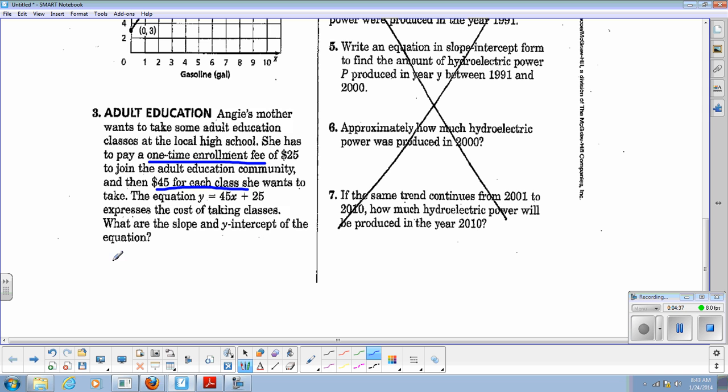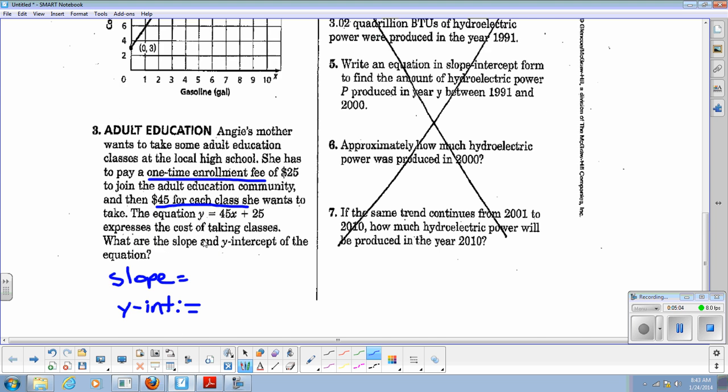So your answer here, you're just going to say slope equals, and then you want to tell me what the y-intercept is. And I won't tell you any further. I kind of gave you a hint as I was talking through there. So, slope, what are the y-intercept? That's all you have to tell, looking just at that equation right there. I would pause the video, answer question 3. When you're ready, let's move to question 4.